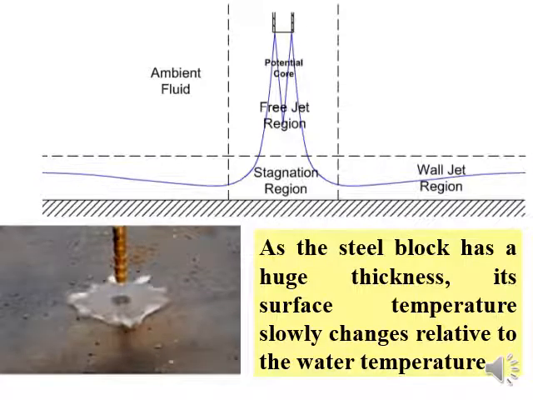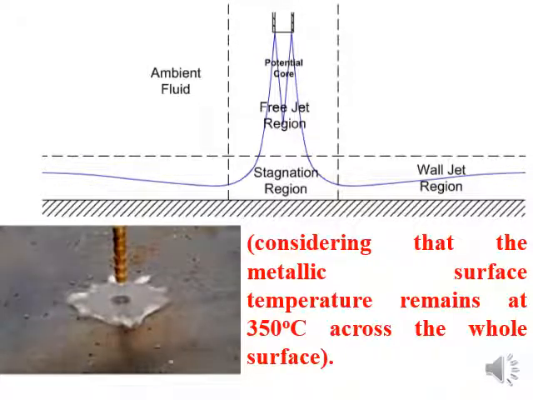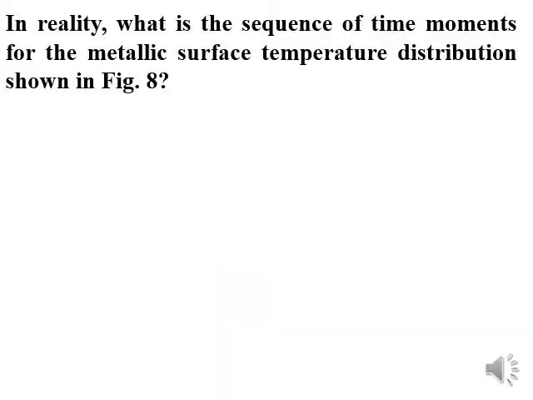As the steel block has a huge thickness, its surface temperature slowly changes relative to the water temperature, and this allows me to deal with the quasi-steady state condition. So analyze the heat fluxes across the faces of a discrete element. Consider that the metallic surface temperature remains at 350 across the whole surface. And to do that, you will find that in reality you can check what's going to take place as a temporal variation in the temperature distribution.